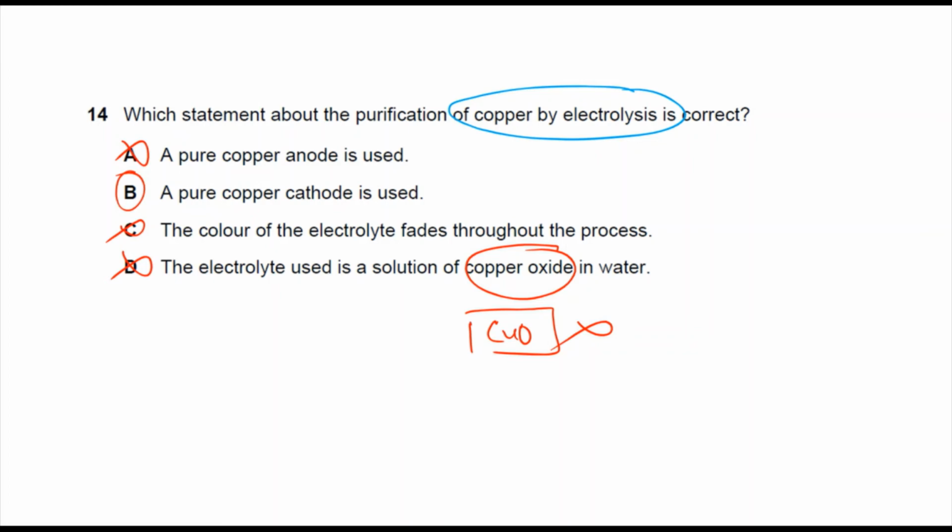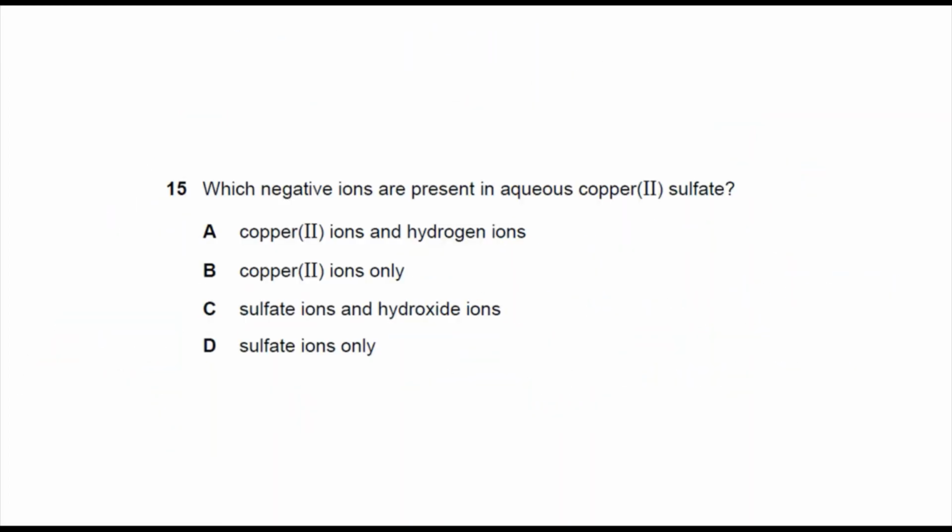बहुत हमने इस पे बात कर ली, अब जल्दी से आगे हमने इसको ख़त्म करना है. Which negative ions are present in aqueous copper 2 sulfate? मुझे बताएं कौन से होंगे? There is aqueous solution, so there are also hydroxide ions present, and then sulfate ions from copper 2 sulfate. So answer is C.